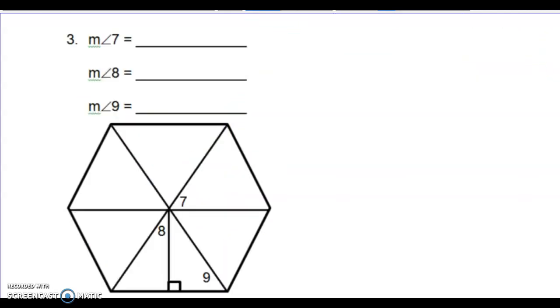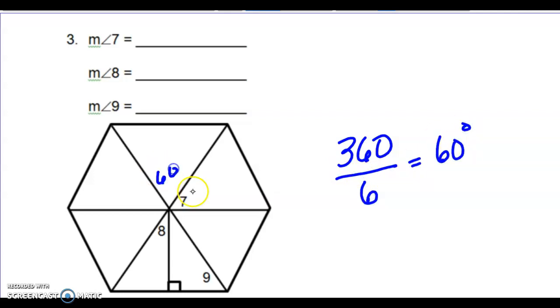You will have a homework assignment that looks like this where you're just filling in the angles. Since this is a hexagon, we would divide by 6, so each of the central angles would be 60. So angle 7 is going to be a 60-degree angle. Angle 8 then, if I split my 60, each would be 30s. And then 30, 90, so angle 9 would have to be a 60. There will be an example like this on your homework, so I just wanted to show you how to do one of those.